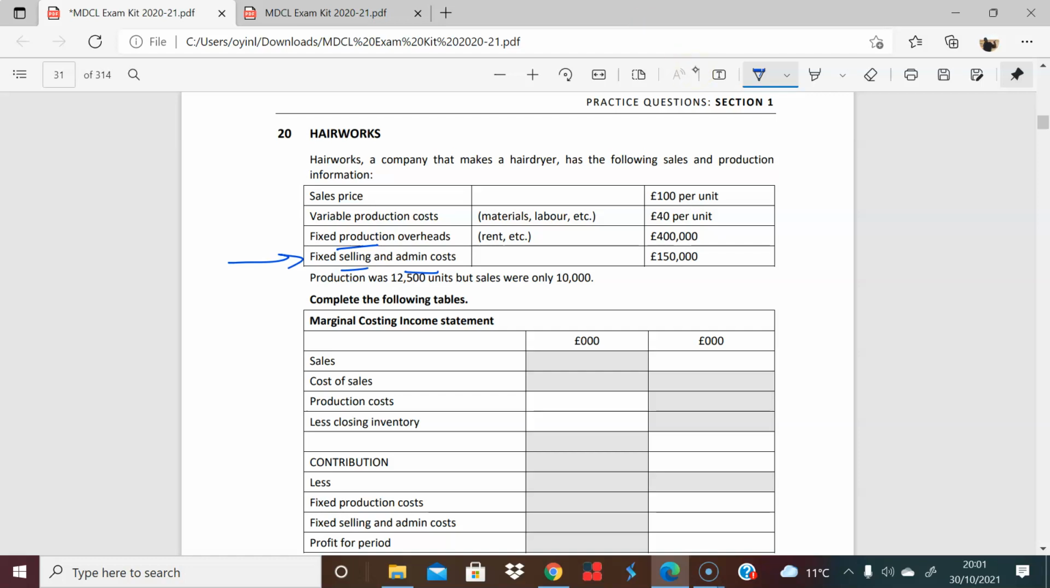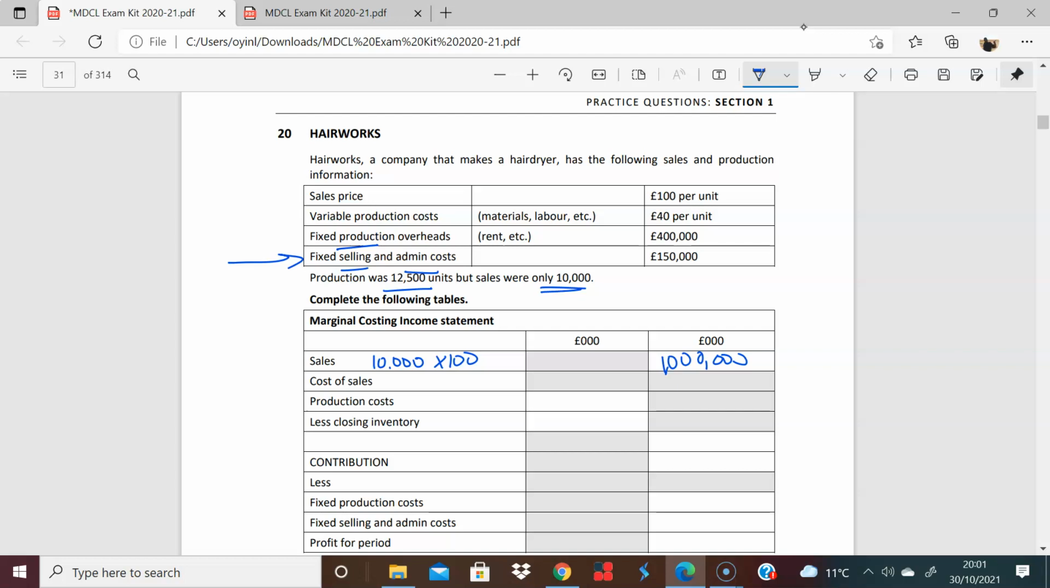Same idea again. We do some production, and we're only selling some of it. So let's deal with marginal costing. First of all, we have sales. You sell 10,000, so that's 10,000 times 100, which takes us into the 1 million zone.